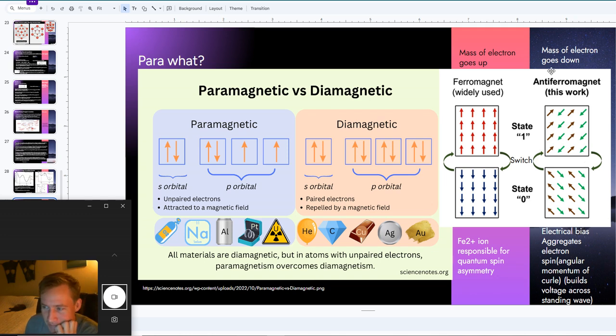Mass of the electron goes down. Mass of the electron goes up. Ferromagnetic, it's like a slingshot, right? And antiferromagnetic, it's like got these horizontal lines so that when you have an electrical bias, it aggregates the electron spin. And that's just the angular momentum of the curl of the ether. And that builds voltage across a standing wave, because the upspin and the downspin, it's like building potential energy like this. And so you have a capacitor, it's limited by these frequencies.